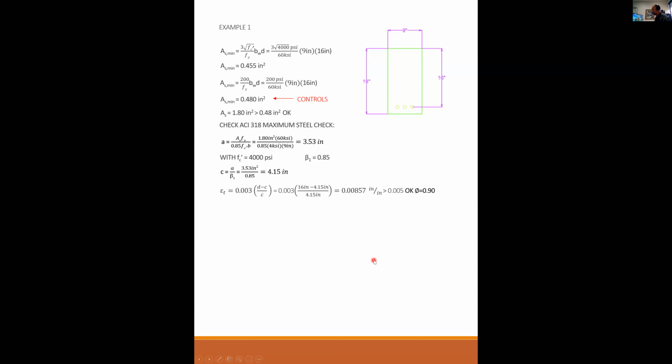So what I'm saying is you can check it two completely different ways. You can do this with the table. Go into the table with epsilon t equal to 0.005, get that rho value, multiply times b times d, get that area of steel and compare it to the area of steel that you're providing, or do exactly what I did here and directly calculate epsilon t and confirm that that is greater than 0.005. They both get you to the same end result. Frankly, I prefer this because this illustrates what's actually happening instead of being buried in the table where you may be confused as to why am I using 0.005 as opposed to 0.0075.